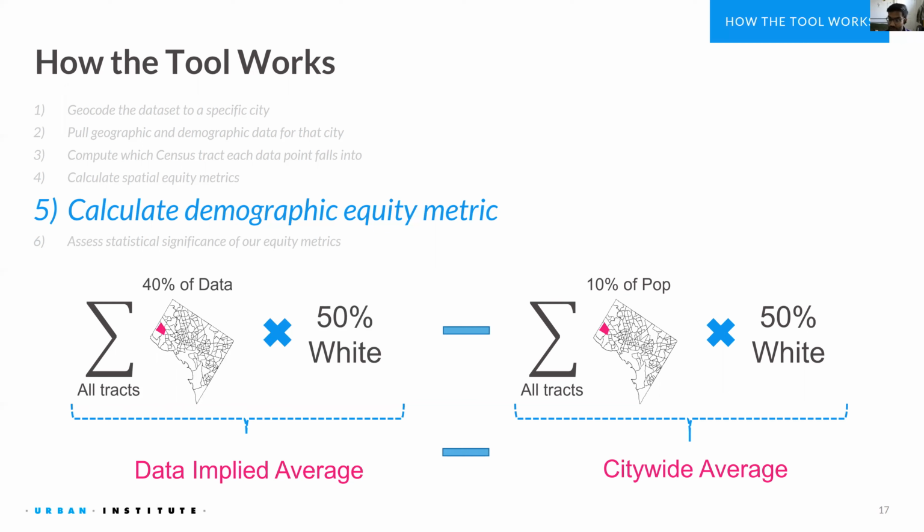And then if we take the difference between the two, which is the data implied white resident average minus the citywide white resident average, we would get our demographic equity metric specific for white residents. So in this case, we can make a claim that white residents are in general about 10% or X% overrepresented in the data set compared to the city at large. And we can do that same comparison, not just for the percentage of white residents, but for a couple of different socioeconomic variables, including other race shares, the percentage of families with poverty, the percentage of residents with a bachelor's degree or higher, and a couple of other ones I'll get into later.